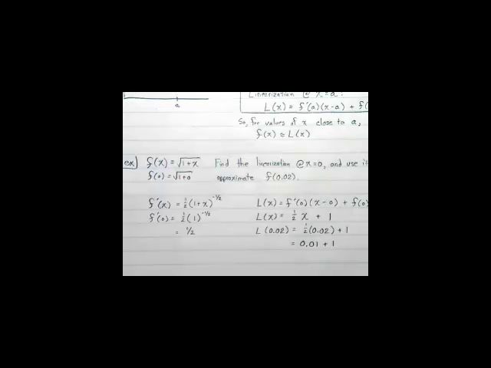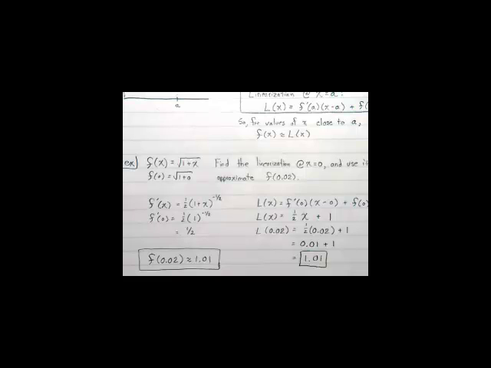So my linearization gives me a value of 1.01. So what that means is that the square root of 1.02 should be really close to 1.01. Okay? So this is our conclusion then, is that f of 0.02 should be somewhere very close to 1.01.